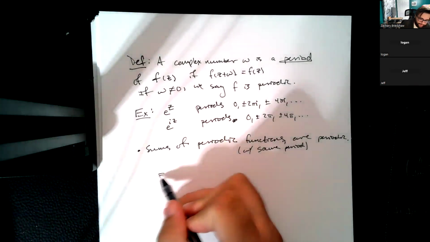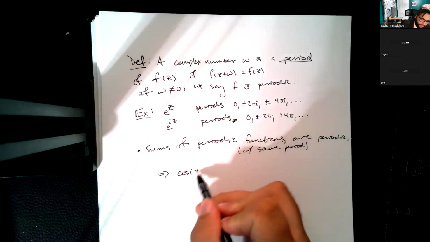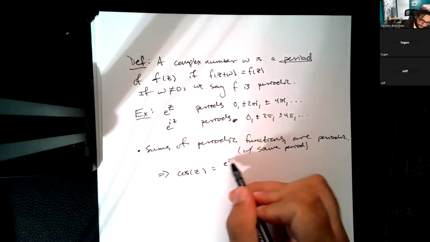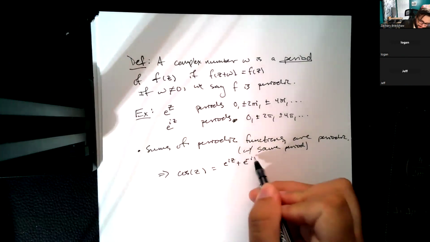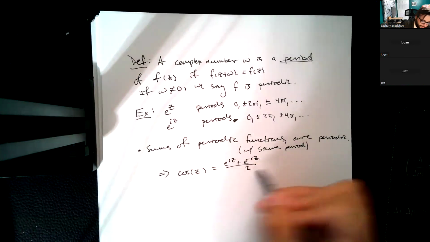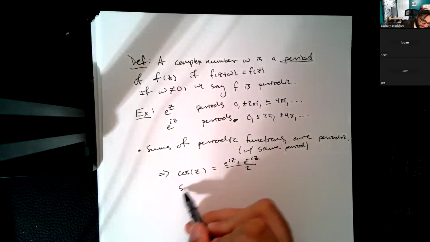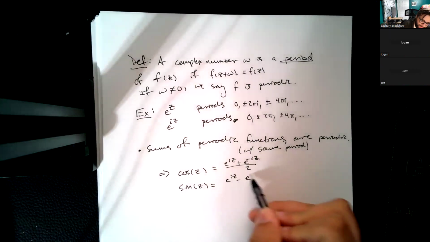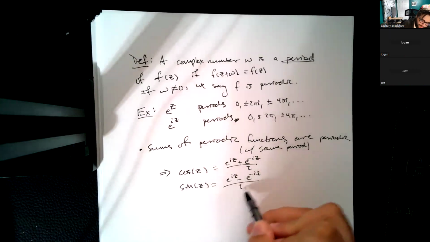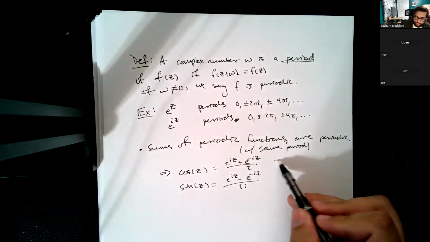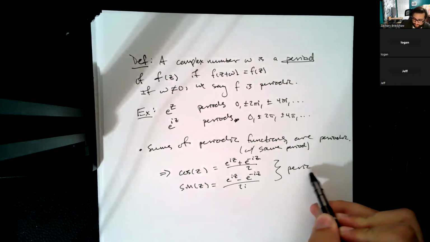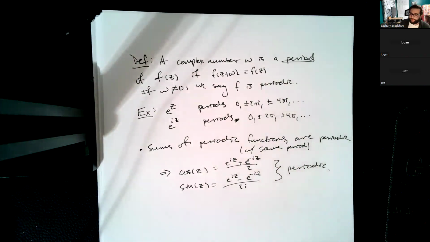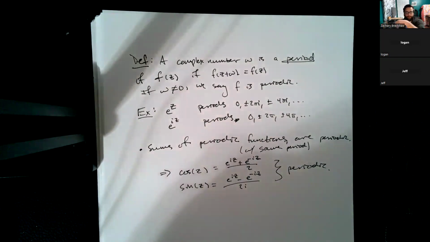So this tells us, for example, that the cosine, which is e to the iz plus e to the minus iz over 2, and the sine function, which is e to the iz minus e to the minus iz over 2i, are both periodic with the same period as the exponential functions.